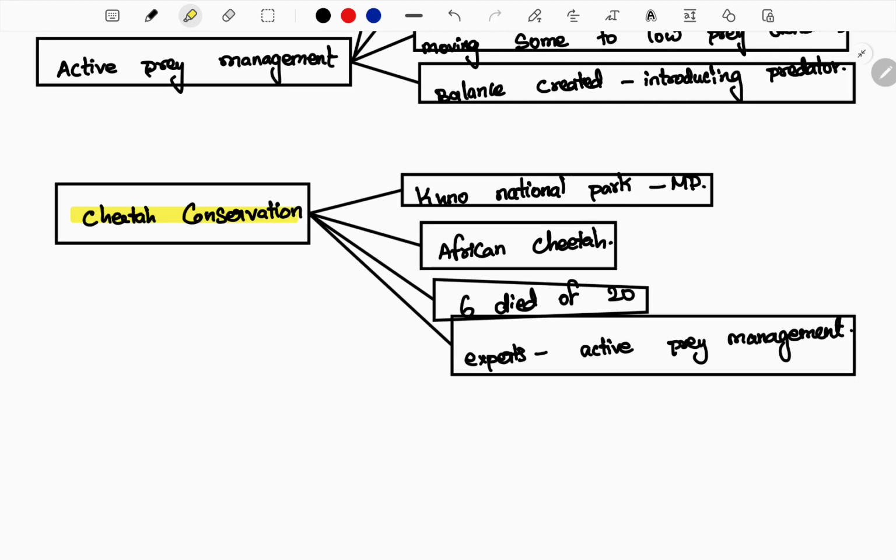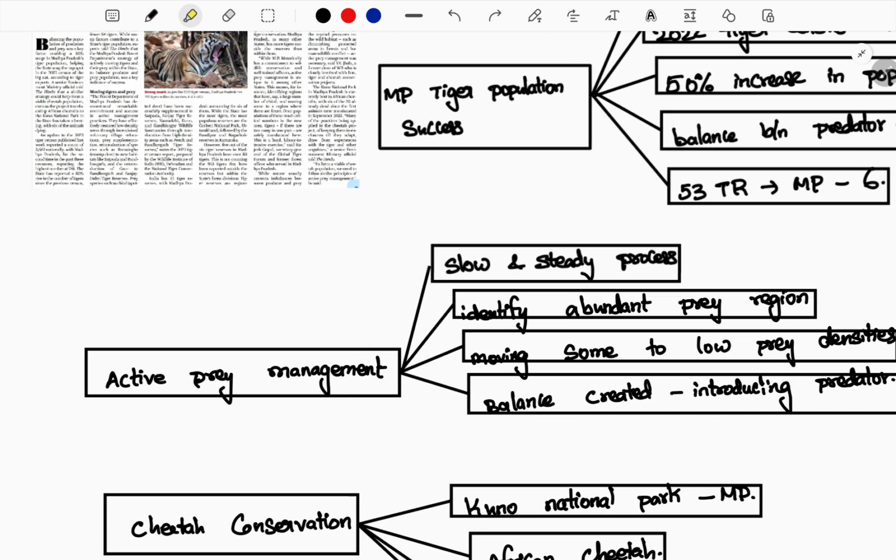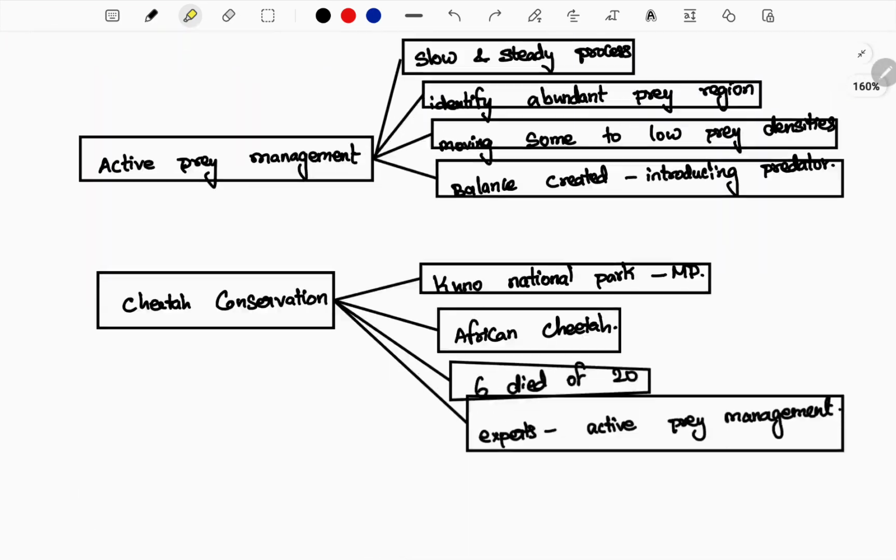And now they are planning to apply the same for the cheetah to make it successful. Why do they need to apply it for the cheetah? Actually, the Madhya Pradesh government and the Indian government have introduced 20 cheetahs in Madhya Pradesh's Kuno National Park. Those are African cheetahs. Among them, 6 have died in recent times. So the experts say that you need to follow active prey management as the solution for cheetah conservation. That is what the article speaks about, and that is the conclusion of the news.